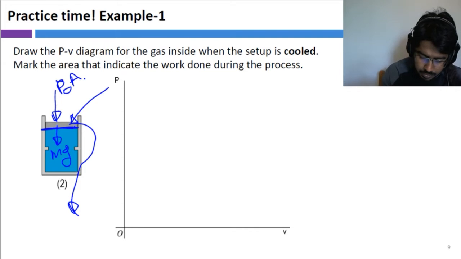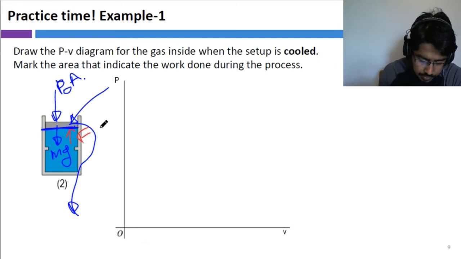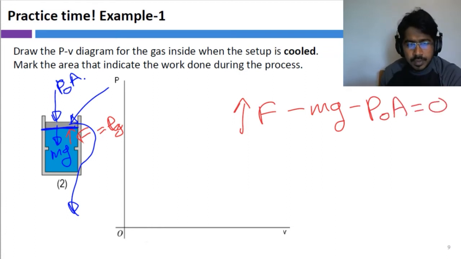So if we want to balance these two forces, then we can apply a counter force by the gas. The pressure of the gas does this, right? P gas, let's say. So in this case, by the force balance, we know that F minus mg minus P naught A equals 0. Do we all agree here?